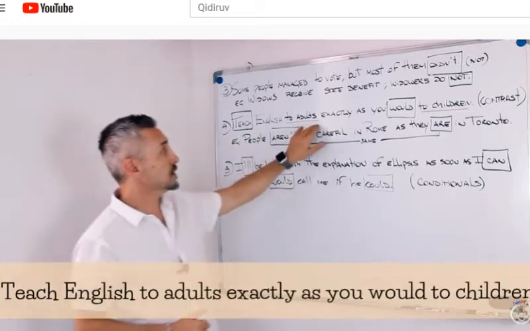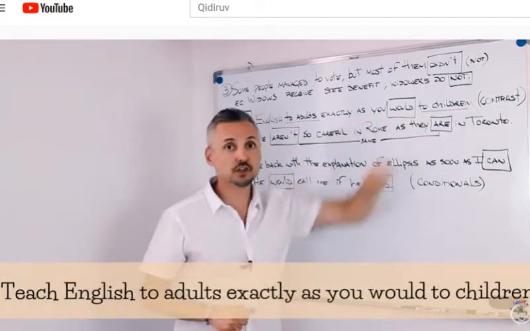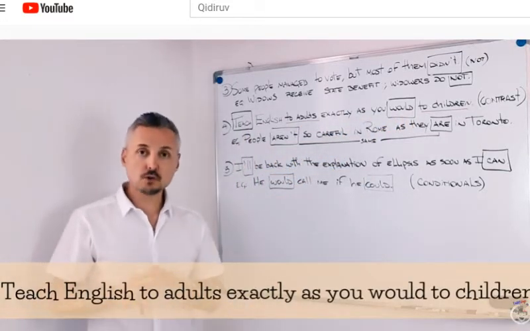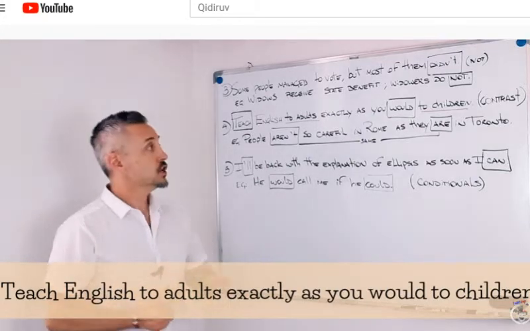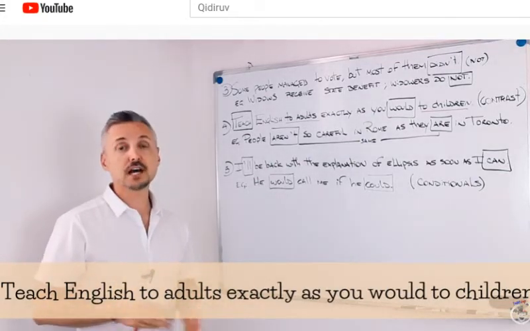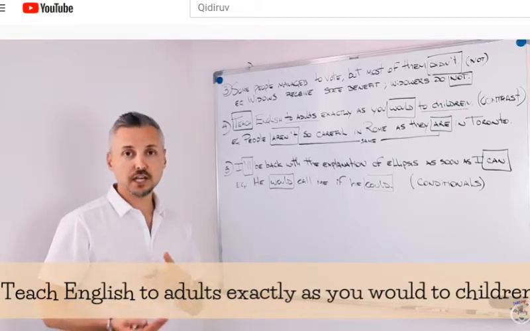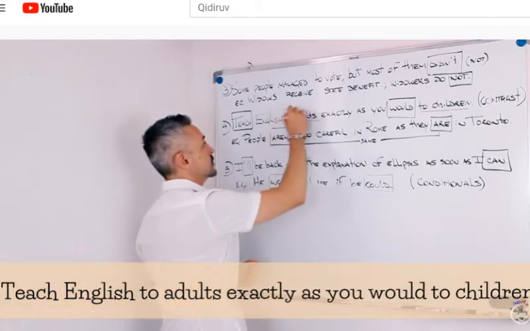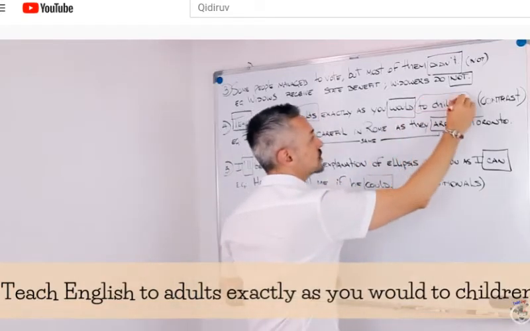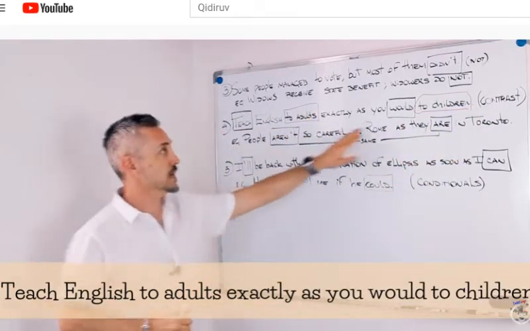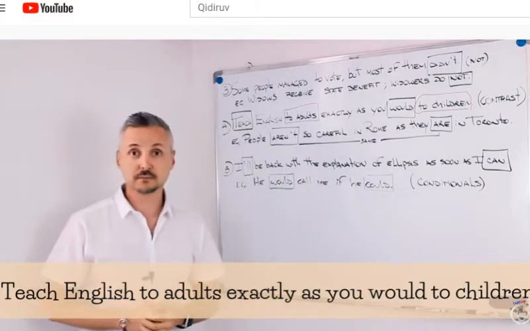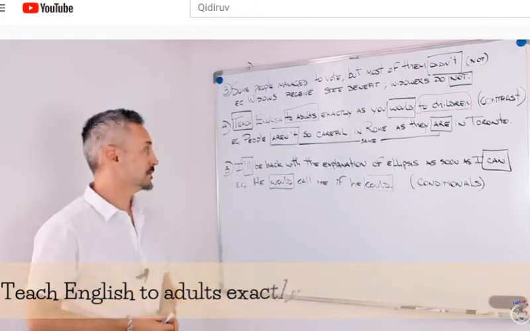Teach English to adults exactly as you would to children. In order to show contrast, you can use an auxiliary, a different auxiliary, or the verb to be, plus another object, just like in this case, to adults and to children. In this case, we have two different objects. Let's look at another example.